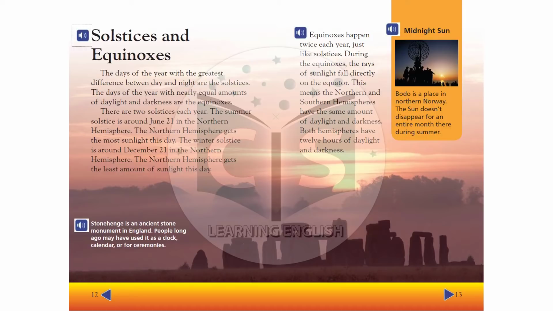The summer solstice is around June 21st in the northern hemisphere. The northern hemisphere gets the most sunlight this day. The winter solstice is around December 21st in the northern hemisphere. The northern hemisphere gets the least amount of sunlight this day.